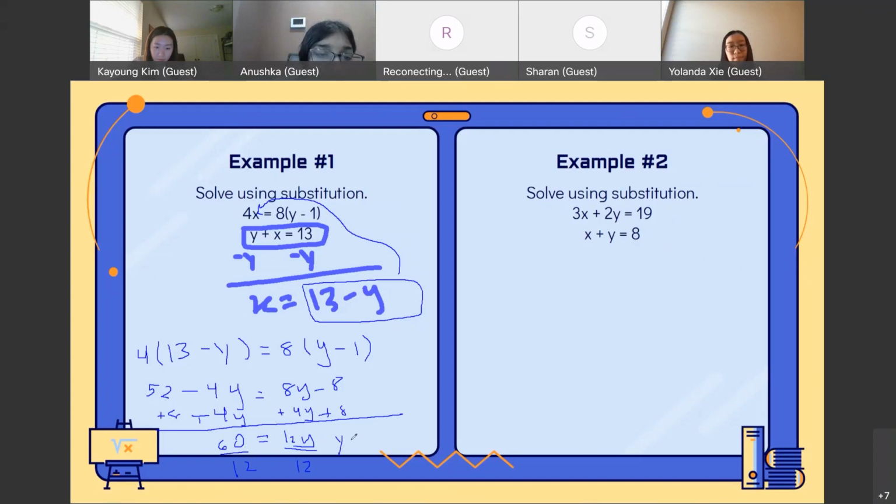Then we need to figure out x as well. So y plus x equals 13. And if y equals 5, then what is x? Type your answer in the chat. 5 plus x equals 13.